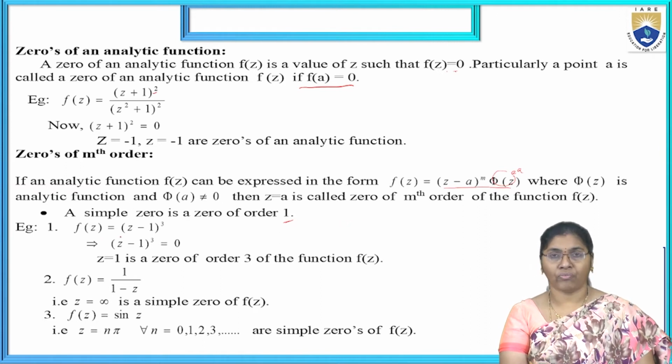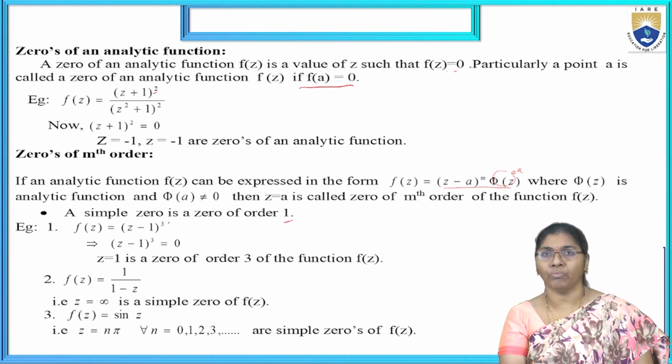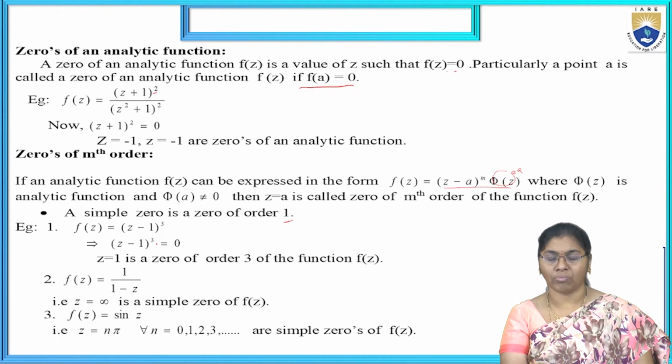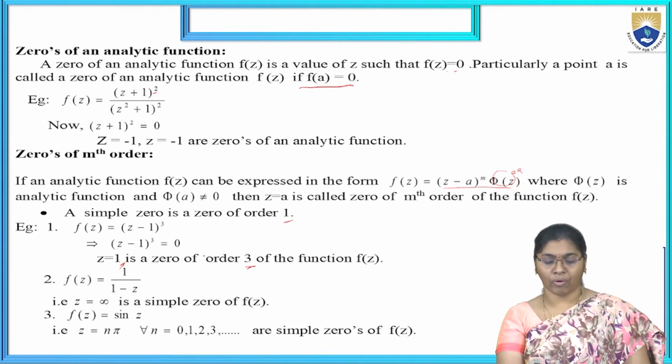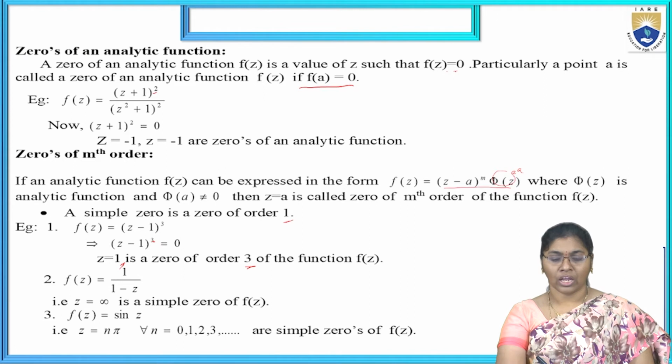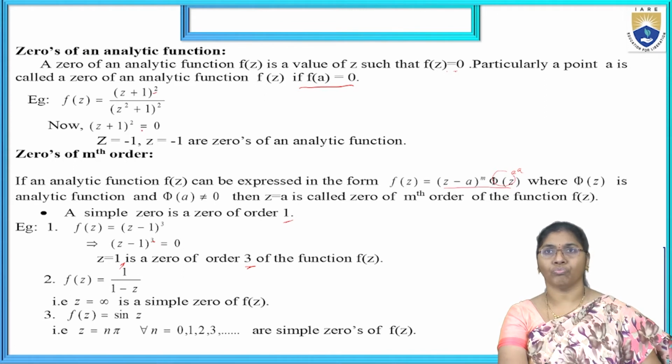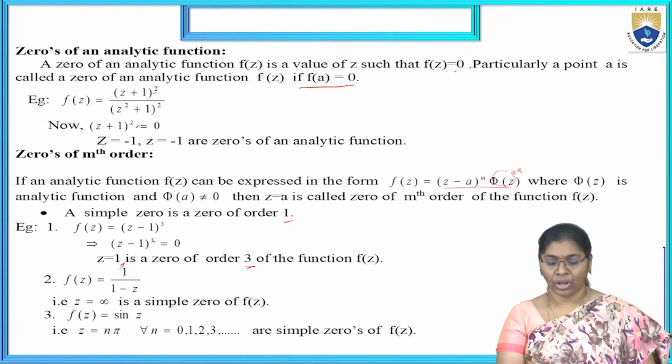Now, example, f(z) equal to (z minus 1) whole cube. For example, we are considering like that. (z minus 1) whole cube equal to 0. Then z equal to 1, only 1, and the order is 3. Here the power is 3. That's why the order is 3. In the before example, the order is 2. Here the order is 3 for f(z).